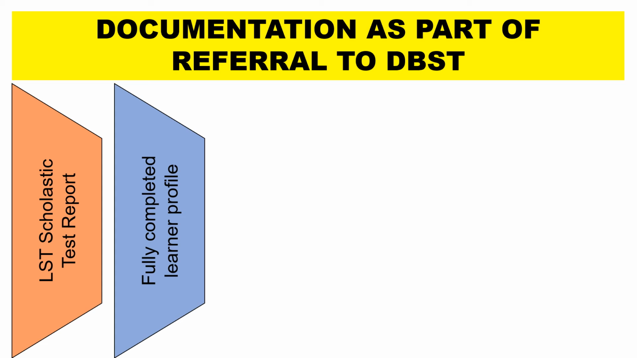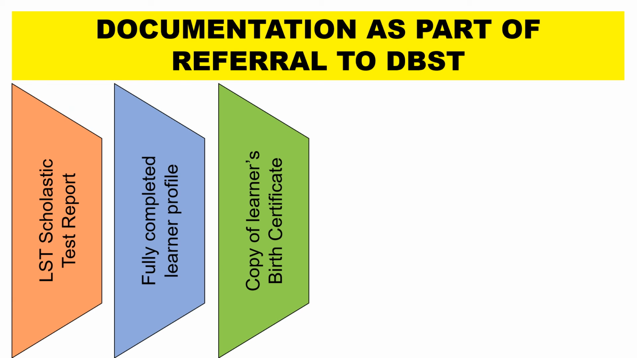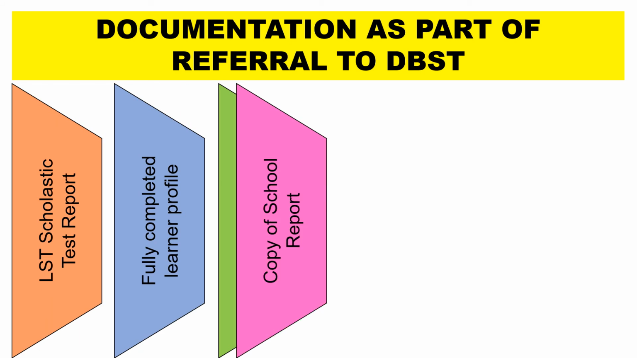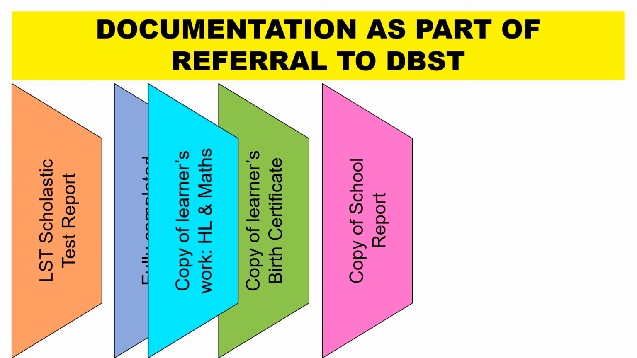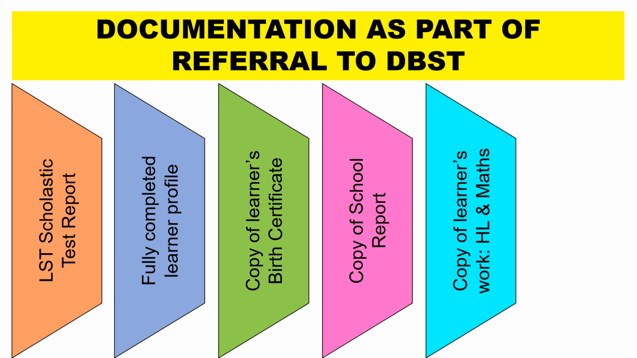A fully completed learner profile. Of course, all of these are copies of original. We never send in originals. A copy of a learner's birth certificate. Now you see why it is so important for us to have that in the learner's profile. Otherwise, I need to request it from the parent and it takes more time. A copy of a learner's school report. In this case, it will be the copy of a previous year's school report. In other words, December 2020.